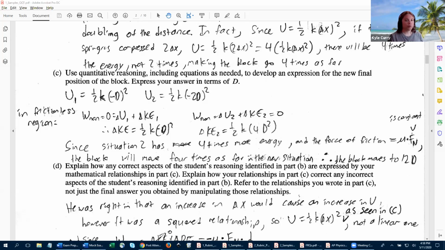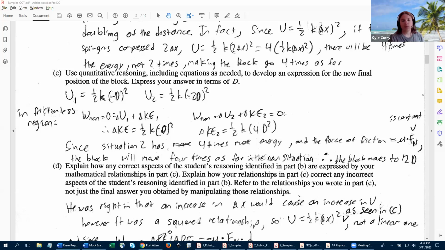So where do the 3 points come from? Take a look at U1. Take a look at U2. U1 is 1/2 K negative D squared. U2 equals 1/2 K quantity negative 2D quantity squared. This is essentially implying that this new case is going to have 4 times as much energy as the old case, but that can also be seen right here as well.